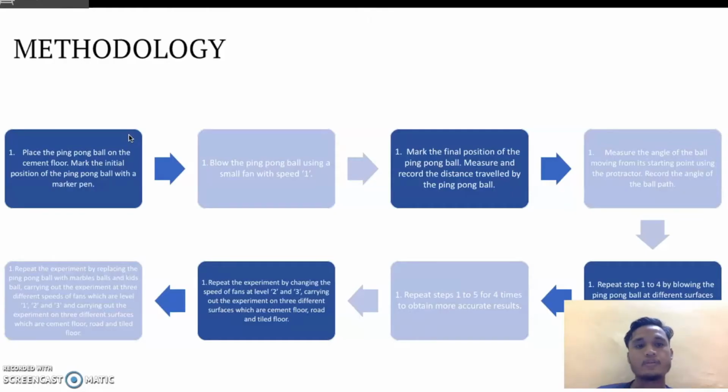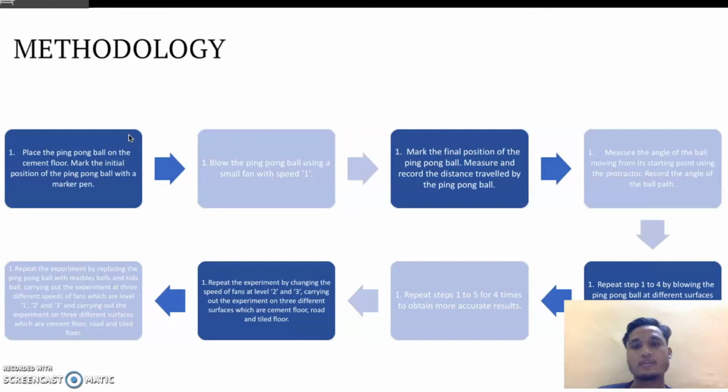Then we go to the methodology, the protocol of this project. First, we place the ping pong ball on the cement floor. We mark the initial position of the ping pong ball with a marker pen. Then we blow the ping pong ball with a fan at speed number 1. Then we mark the final position of the ping pong ball. We measure the distance that it traveled. Then we measure the angle of the ball from its starting point using a protractor.